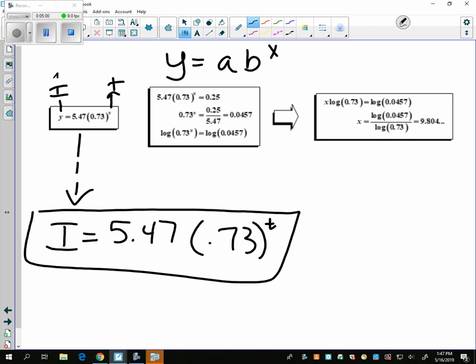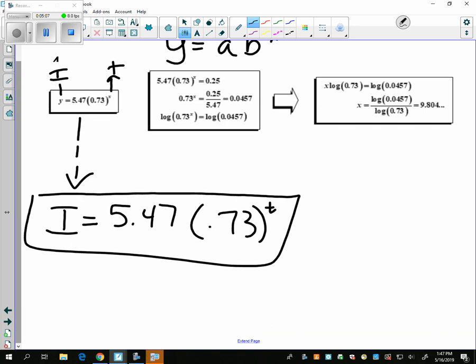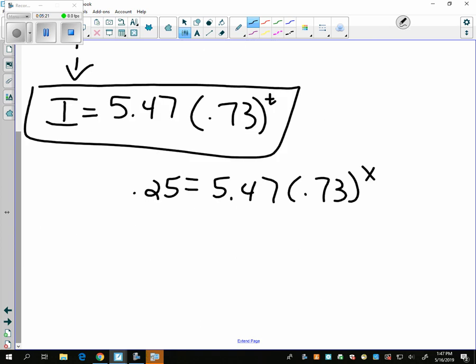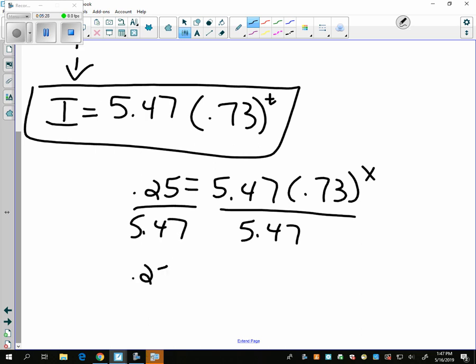Now, the second part of the question says, algebraically determine the time until the rate reaches 0.25 inches. So you have to set this equal to 0.25. Now, how do we go about solving this? Yep, divide by 5.47. And then, yes, excellent. Hold on 1 minute. I can't write that fast.